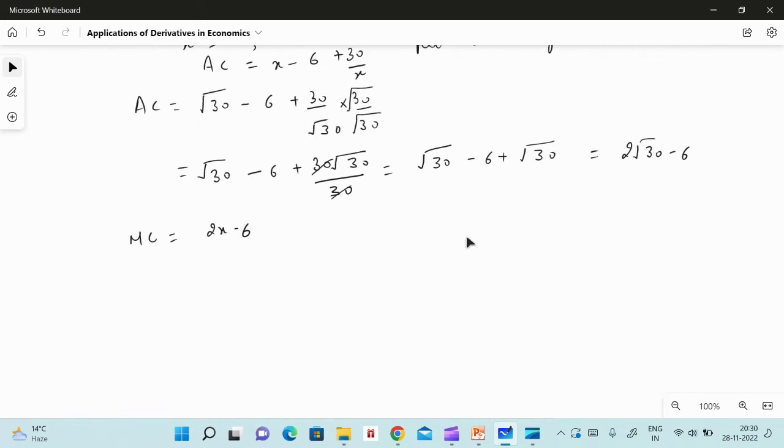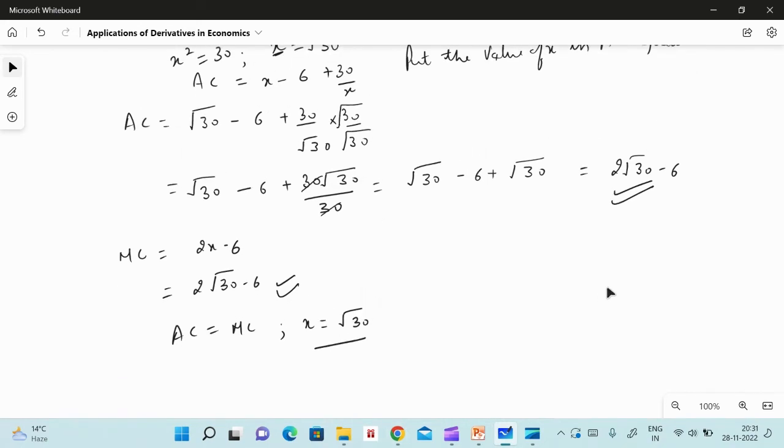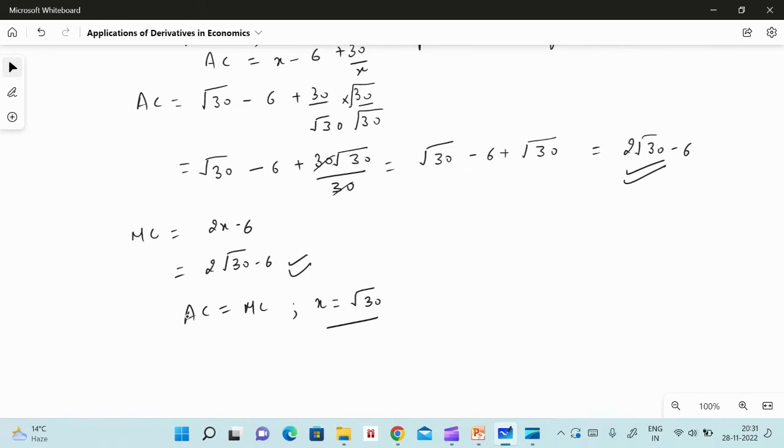So what I have done, I have just simply put the value of x, that is 2 root 30 minus 6. Now you can see the value of average cost and marginal cost are equal when we take x equals root 30. So this clearly states that at the minimum point, the value of AC and MC are equal, right? And this is what we have to prove, right?